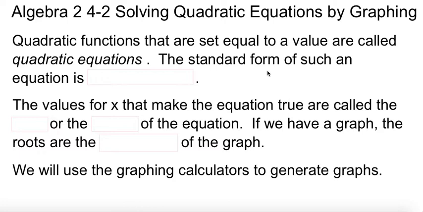Okay, the quadratic function we talked about last time was ax squared plus bx plus c. If we put equals something, equals 5, equals 8, equals 0, whatever, now it's become an equation instead of a function. And typically we want to make it look like ax squared plus bx plus c equals 0. That's called standard form.